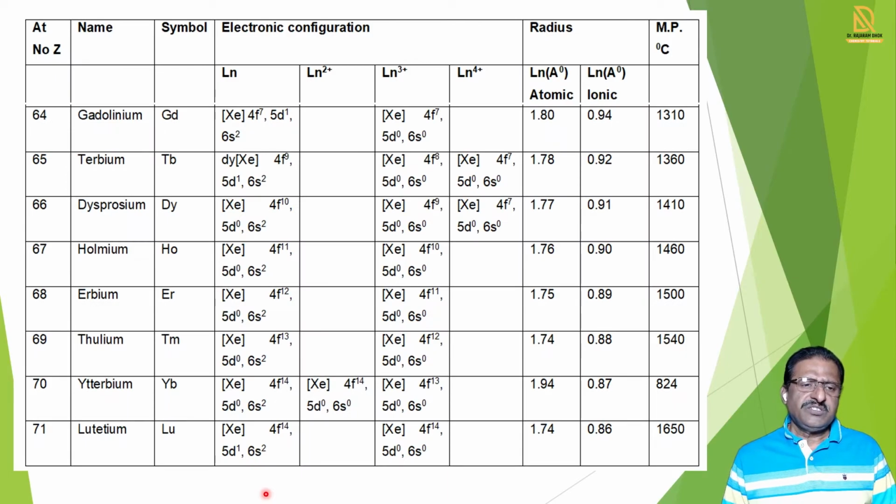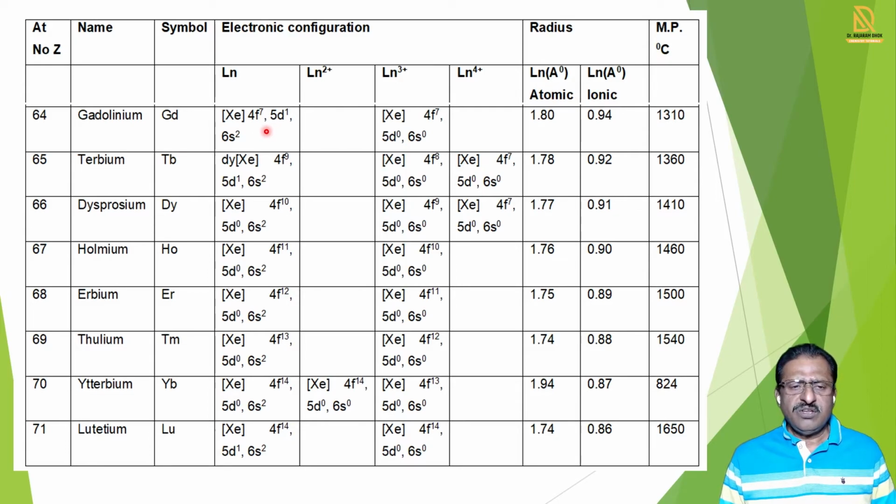Now the next element, gadolinium: its electronic configuration is 4f7, 5d1, 6s2. You again see here, this gadolinium also contains 4f7 electrons and 1 electron in the d.